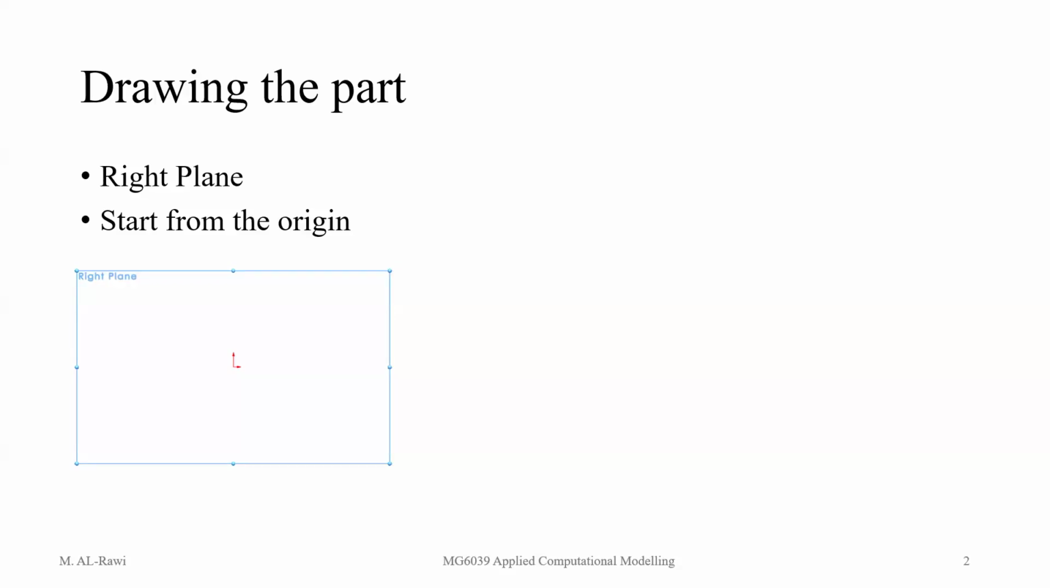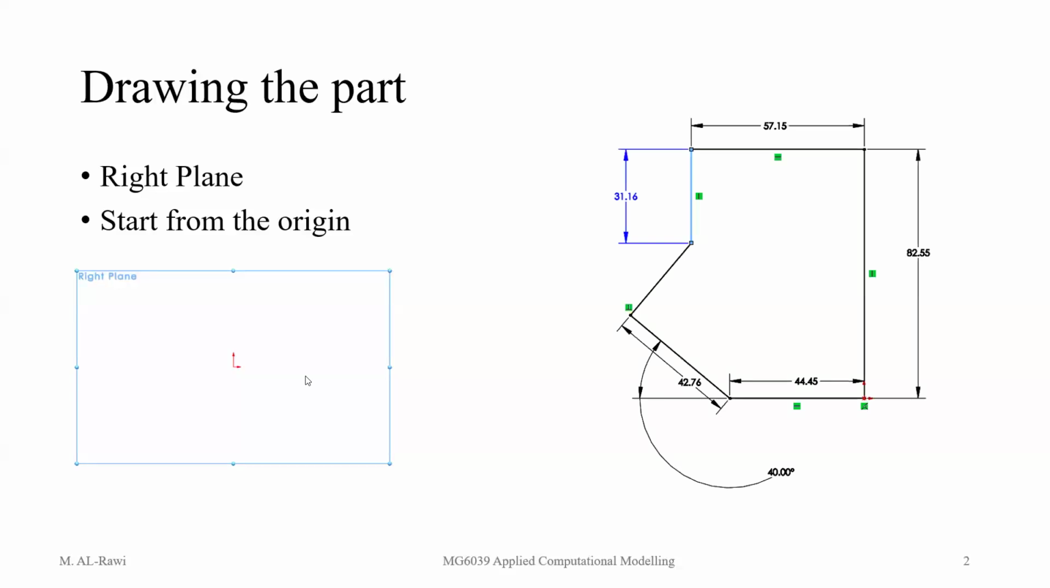When you start with a sketch, you will see that the origin is showing in the middle. And what I want you to do with the sketch is to start from the origin point and sketch following these dimensions. So start from origin, go with a straight line upwards. The units are millimeters, 82.5 millimeters. And then you go from that point and follow the dimension. This angle, 40, it's presenting that line. And that line should be that distance, 42.76.